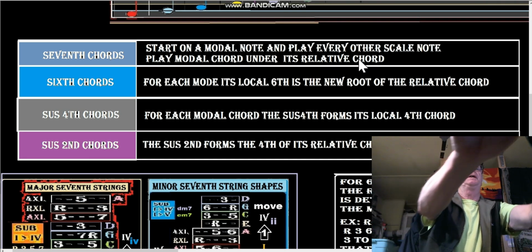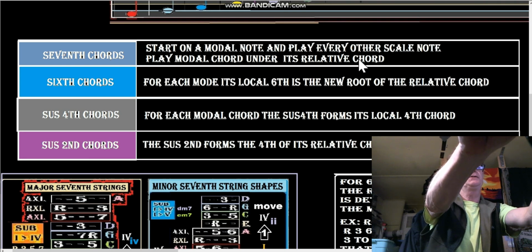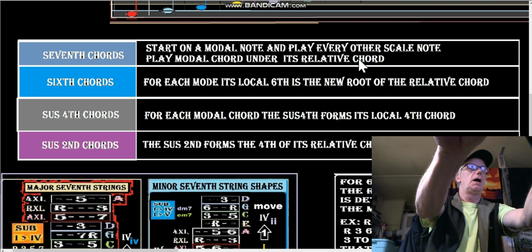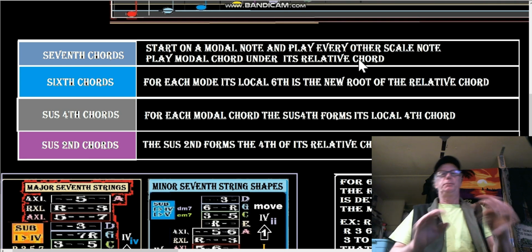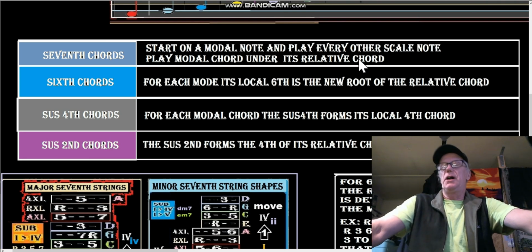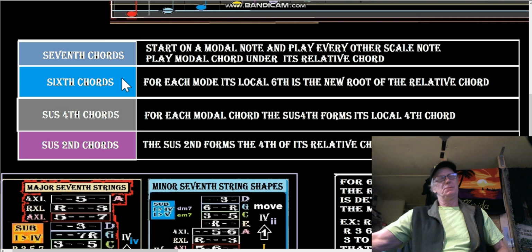Okay, so if we want to play a C major 7th, we're going to consider this the modal chord. You play that under its relative chord, which would be what? Its relative chord would be E minor 7th. See, the relative 6th of C is A minor. So I'm playing with words there. It's not quite important to know that right now. The jargon is very important, but let's not get tripped up on it. I told you I knew it would confuse me this morning.